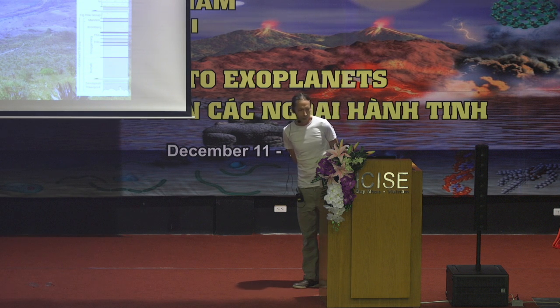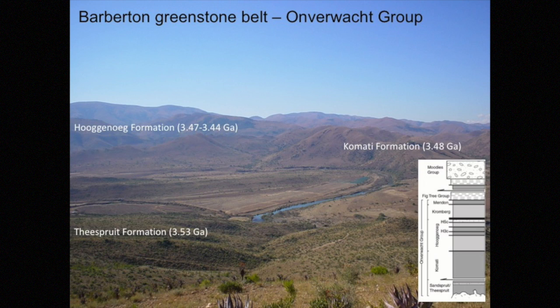So you have seen this image before, this nice view of the lower part of the Onverwacht Group, volcano-sedimentary rocks that range in age from 3.5 to around 3.3 billion years. These rocks are very well preserved. They are basically steeply dipping, almost vertical, and here you have the oldest rocks, and if you would walk in this direction, you would walk across successively younger rocks.